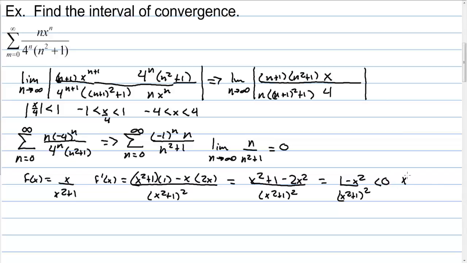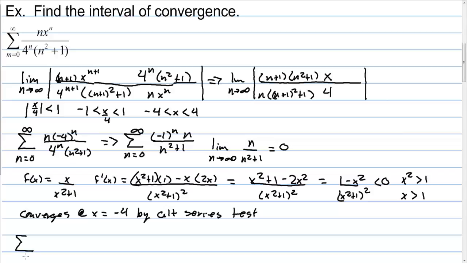And the derivative will be less than 0 for sufficiently large values of x. As a matter of fact, x squared would have to be bigger than 1, so x has to be bigger than 1. The series converges at x equals negative 4, and we say by the alternating series test. So that's for x equals negative 4, but what about when x equals 4?